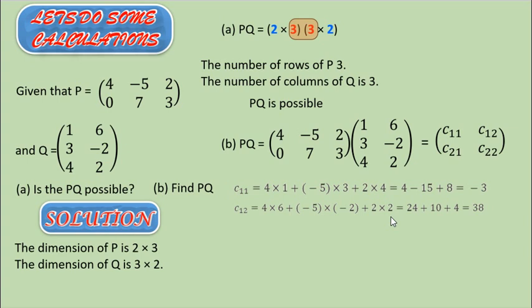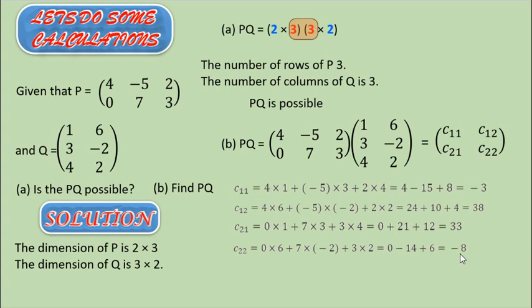Now following the same process and the same argument, you can get the element that will be in position 2, 1. You can see it here, 33. And then the element in position 2, 2, which if you do it well, you are going to have minus 8. So therefore, the product PQ will give us this matrix that will have in this element, minus 3, 38, 33, and minus 8.